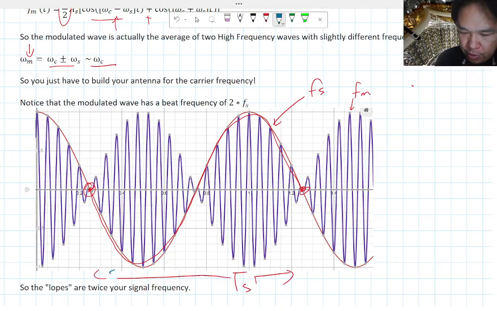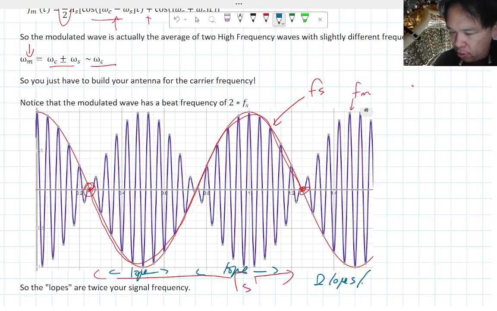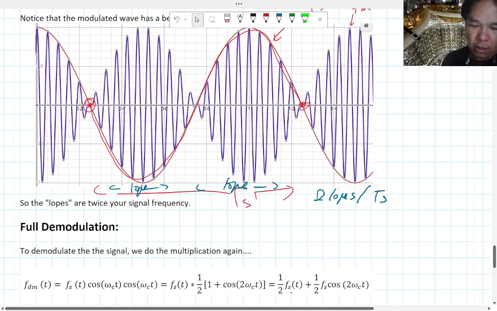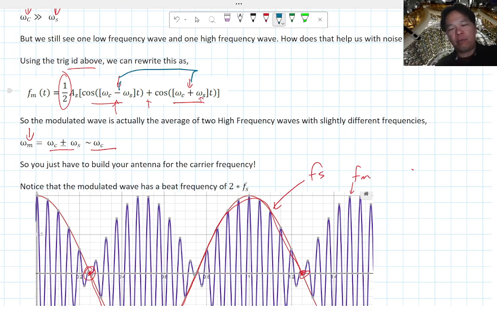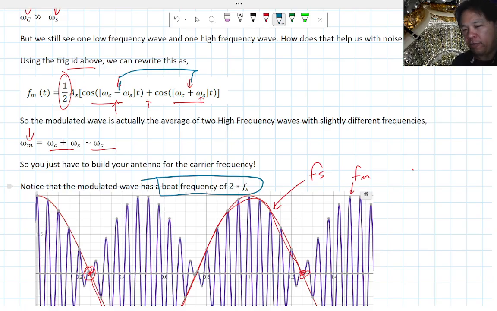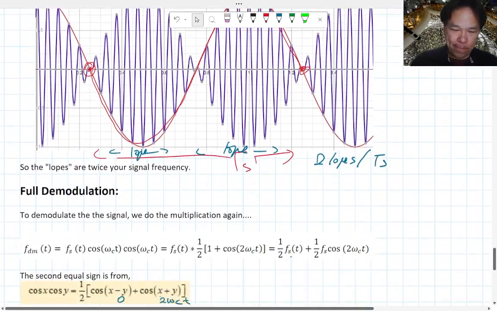Notice that the blue has two lobes per T_s, per period of the signal. This is because you basically have a combination of two waves: one is omega c minus omega s, the other is omega c plus omega s. The difference between these two frequencies gives you this beat frequency. So the beat frequency is basically 2 times whatever your signal frequency is, which is sort of neat.